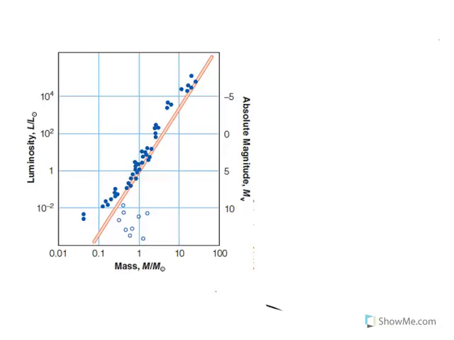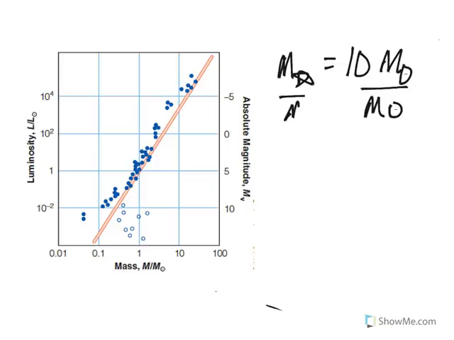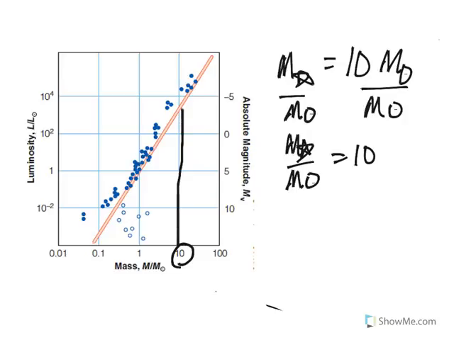Let's do another example. Let's say the mass of the star is equal to 10 times the mass of the sun. Well, if we divide both sides of the equation by the mass of the sun, then you have the mass of the star divided by the mass of the sun is equal to 10. So we find the 10 in the graph, and we go up to the red line, and we go across, and we read off the luminosity.